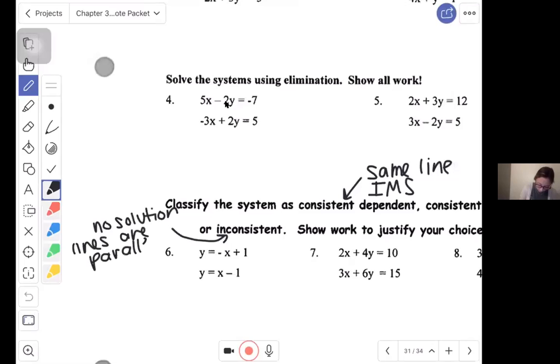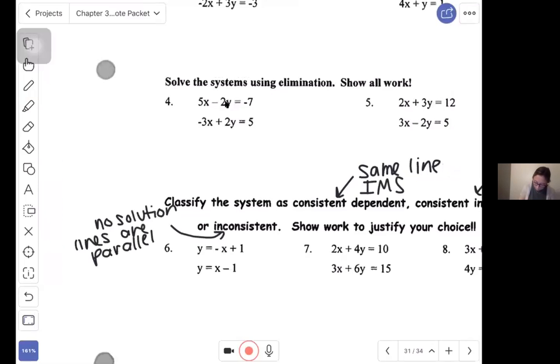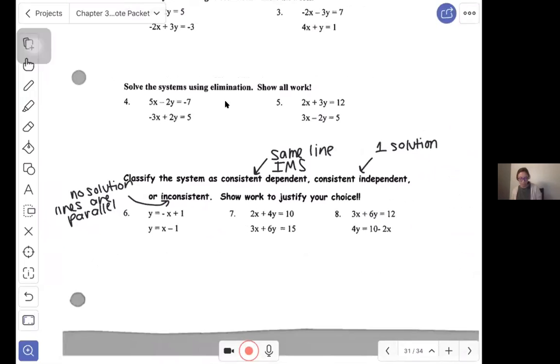So once you go through and solve these systems, there's a little cheat sheet to help you remember how you would classify them. All right. Now we are going to jump to number 13.